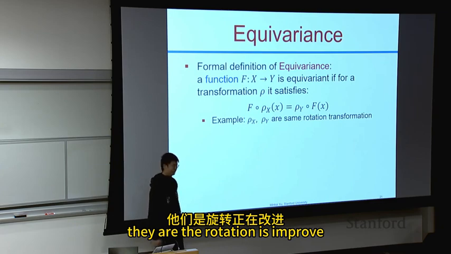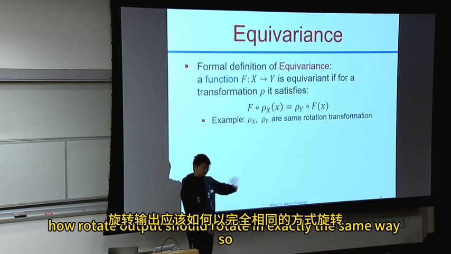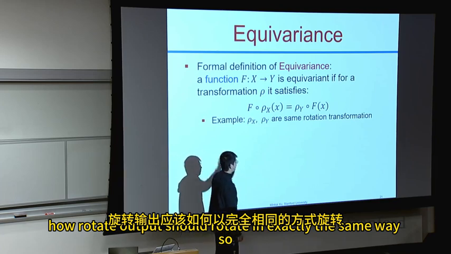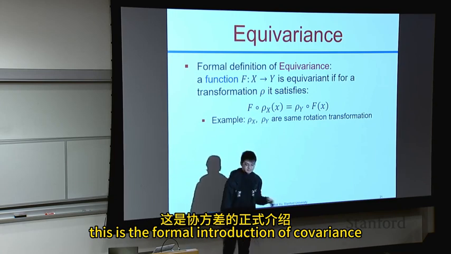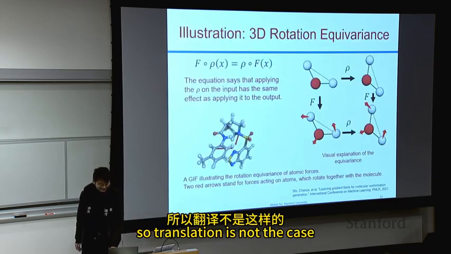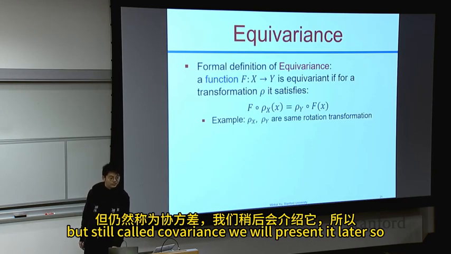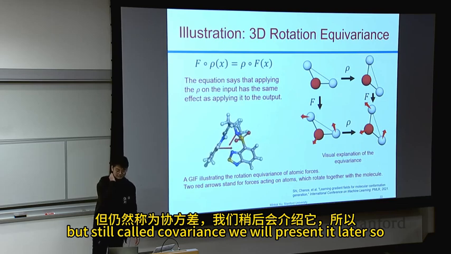The rotation is how the input rotates, and the output should rotate in exactly the same way. So this is the formal introduction of equivariance. Yeah, translation is not the case, but it is still called equivariance. We will present it later.